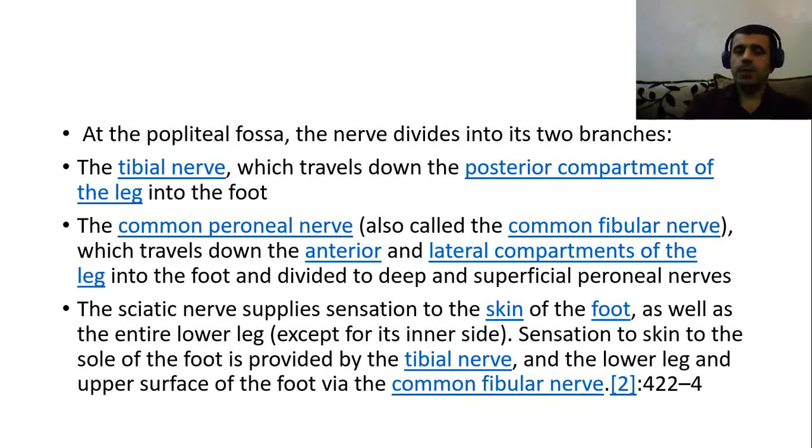Okay? So the sole of the foot, the skin of the sole, is supplied by the tibial branch of the sciatic nerve, while the lower leg and the upper surface of the foot is supplied by the common peroneal or common fibular nerve.